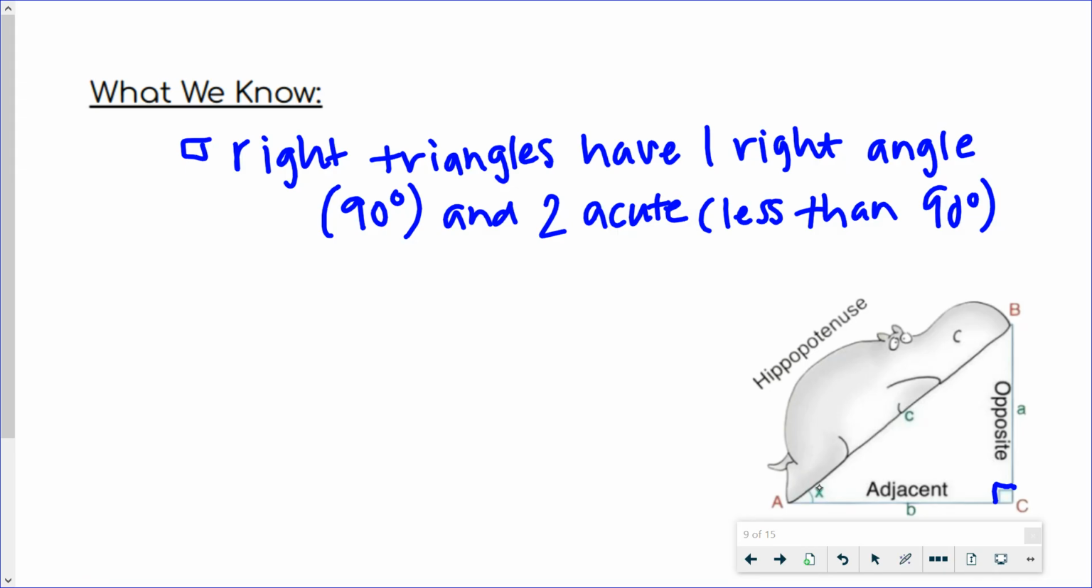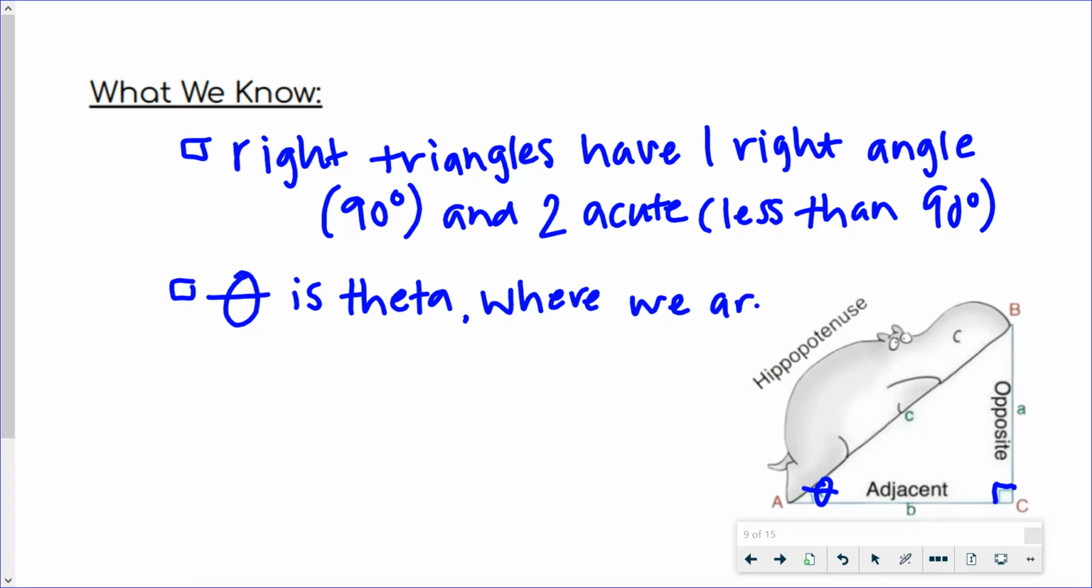I'm going to draw a symbol at letter X down here. That's that circle with the line through it, and that is called theta, which is where we are. It tells us where we are standing and where we are basing our names off of.